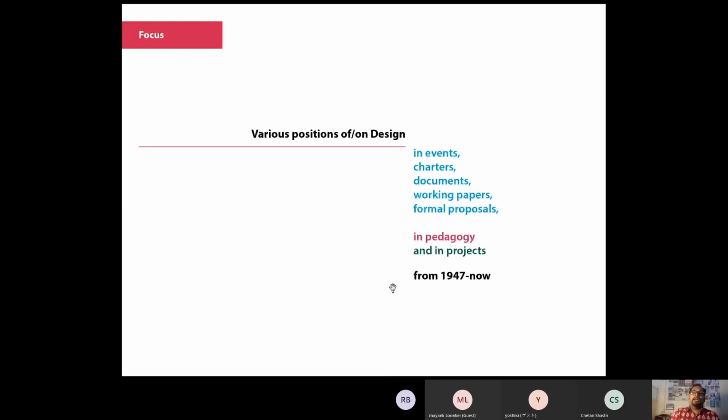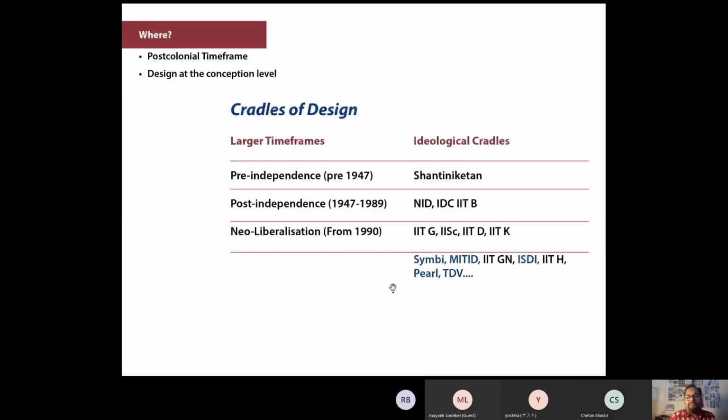My larger work looks into various positions of design in visions, in pedagogy and projects. When I talk about visions, I mean what design is considered or projected to be in events, charters, documents, proposals or working papers. The time frame I've been talking about is the post-colonial time frame, because a lot of work has been done in the colonial time, especially by American and British scholars, so there's a huge gap which needs to be forwarded.